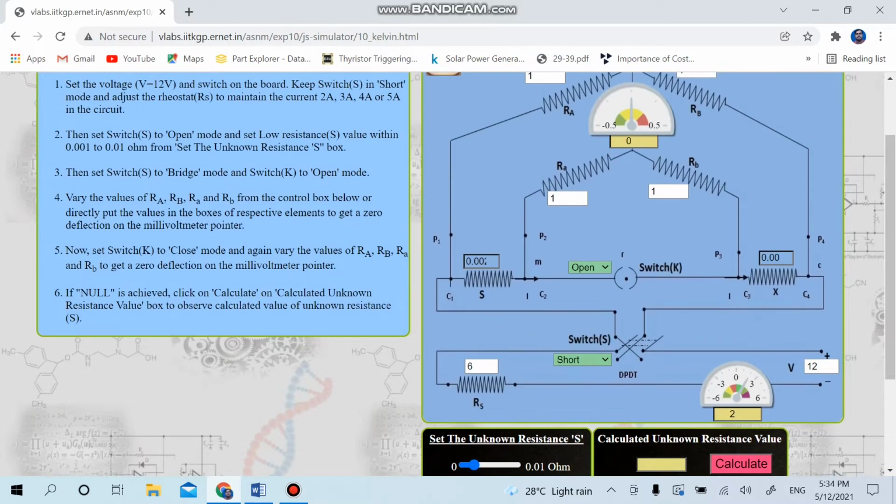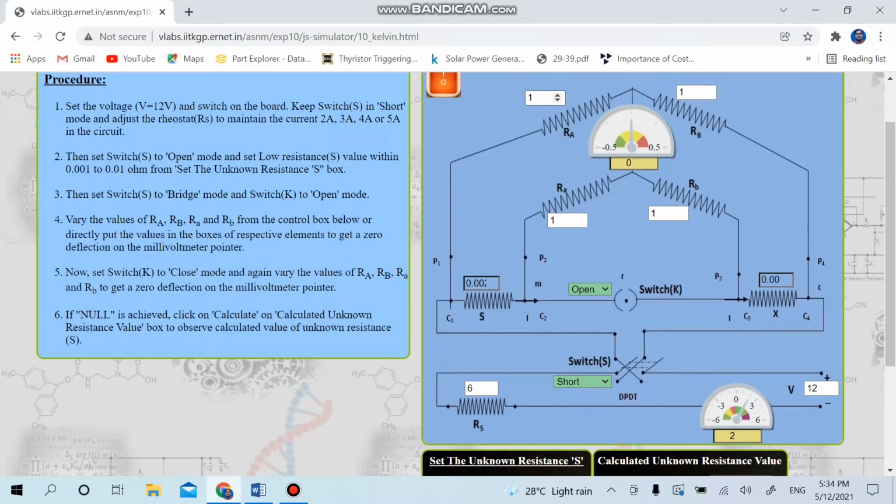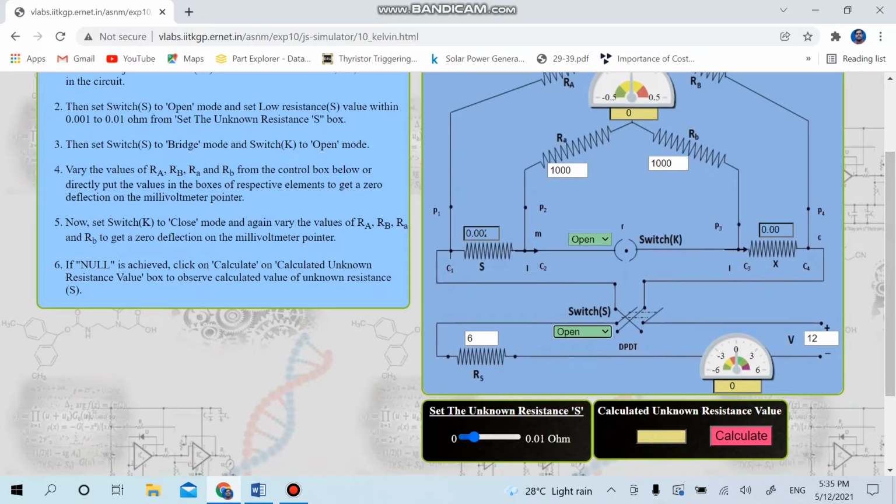The next step, we make sure that all the resistances are set to 1000, because the given value initially was 1000 ohm. We set everything to 1000. Once we set that, we can go to the next step. The switch S is put in open mode and the resistance S, which is the RS, was set to 0.01 ohm.